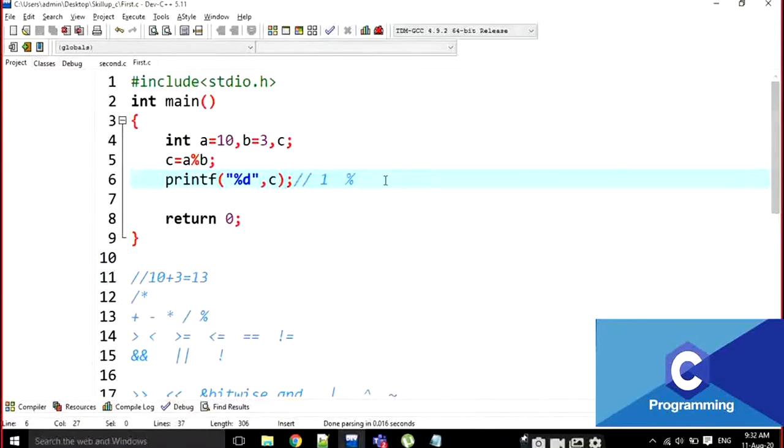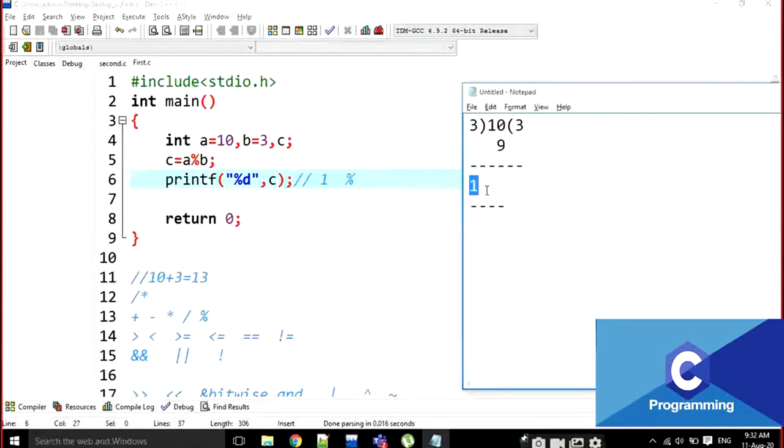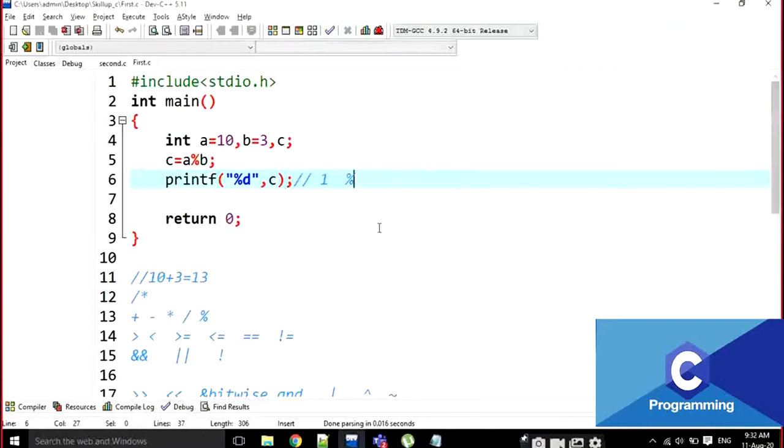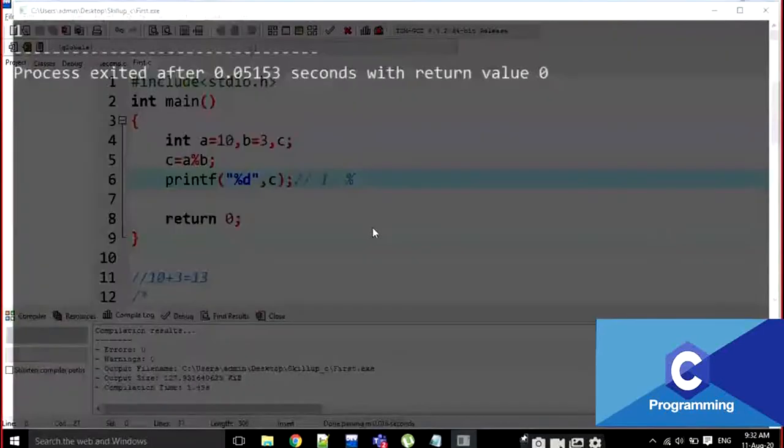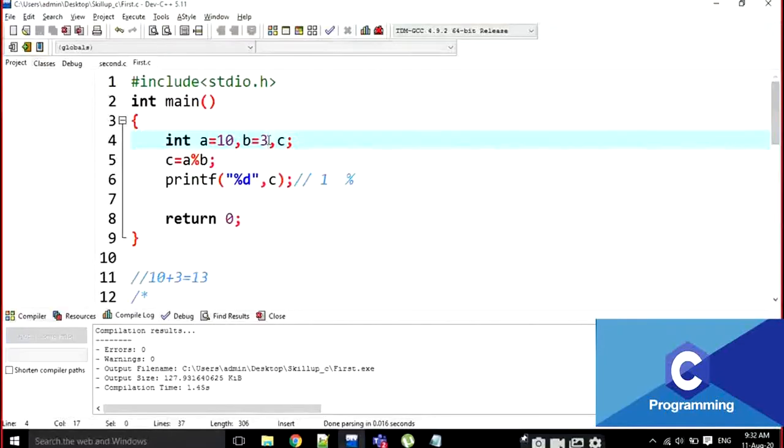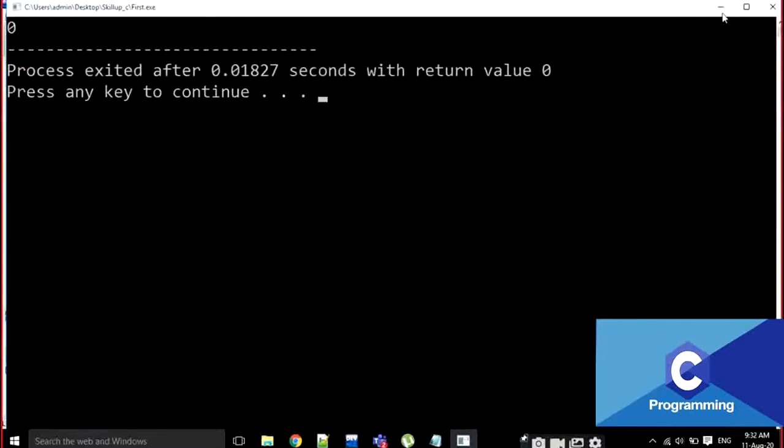What is the remainder of 10 by 3? That is 1. That is going to be written here. 1 is the answer here. For example, I am going to take 5 here. 10 by 5. What is the remainder? Remainder is 0 here. It is going to be 0.